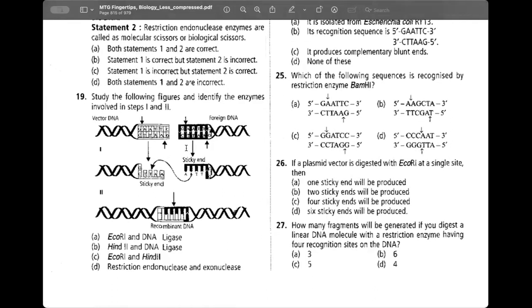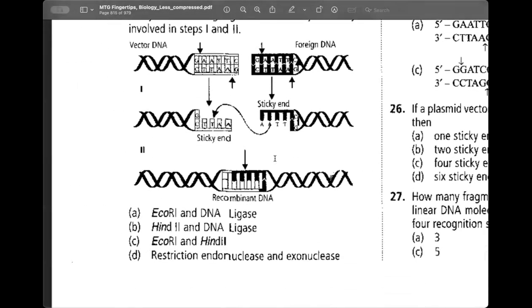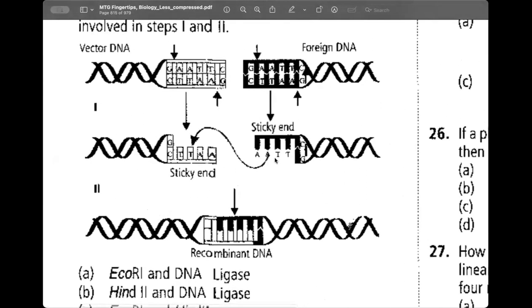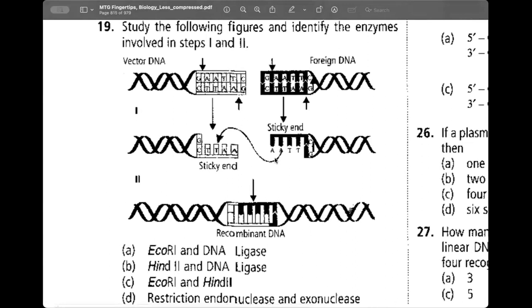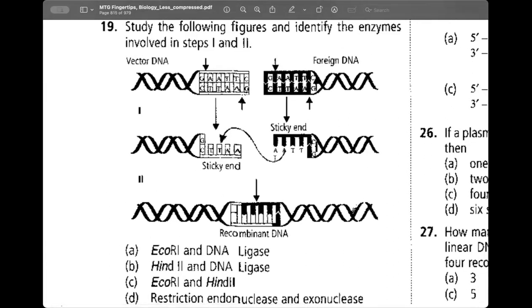Question 19. This is from NCERT only, and this has been asked. Can you see question 19 clearly? Yes, sir. Just read it for yourself and tell me the answer. Try to be correct and not very fast in the beginning. Study the following figures and identify the enzyme involved in step 1 and step 2. Number 1, EcoRI and DNA ligase. Just look at the figure and tell me which option you think is correct.